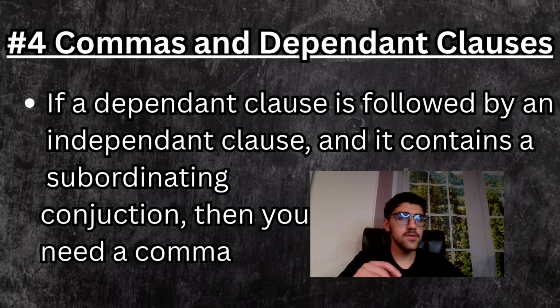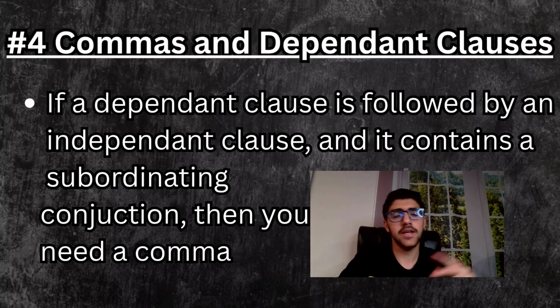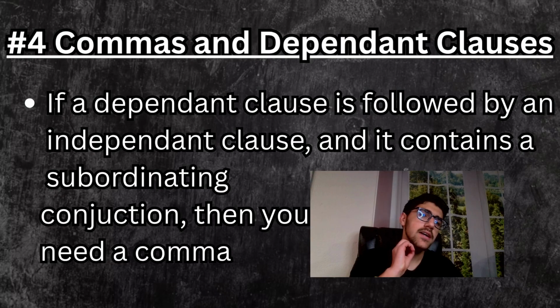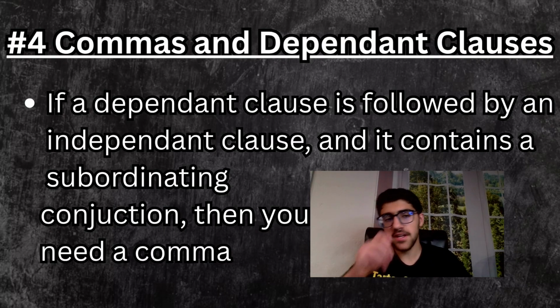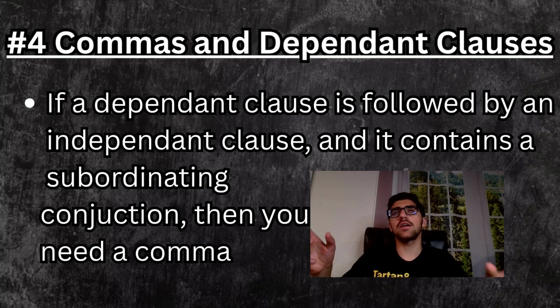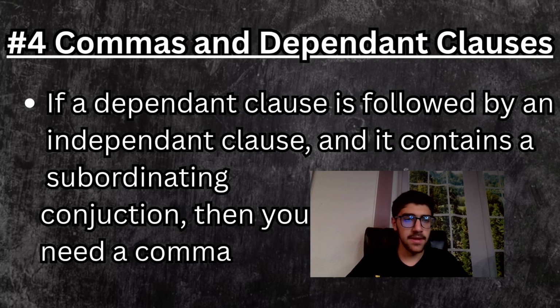The fourth SAT grammar rule is about commas and dependent clauses. Like you guys know, a dependent clause is a fragment, which is basically a sentence that can't stand on its own. When that dependent clause starts with a subordinating conjunction, which is basically a word that relates an independent and a dependent clause, something like although, because, since, before, after, and the dependent clause comes before the independent clause, you will have to put a comma between the dependent and the independent.